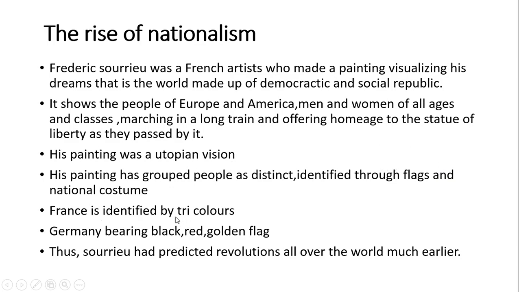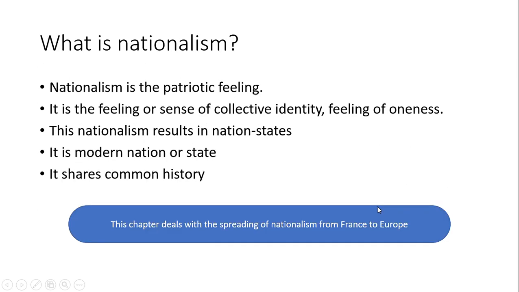France is identified by the tricolor, that as you all know, last year we studied, that is blue, white and red was the French flag. Then Germany bearing the black, red, golden flag. Thus, Sorrieu had predicted revolution all over the world much earlier.